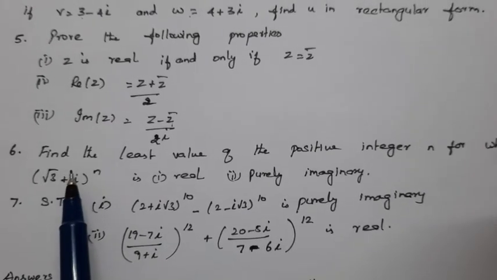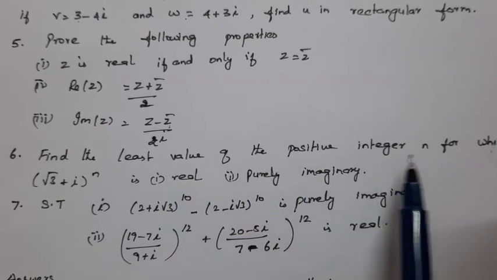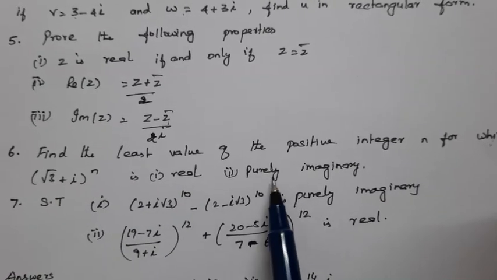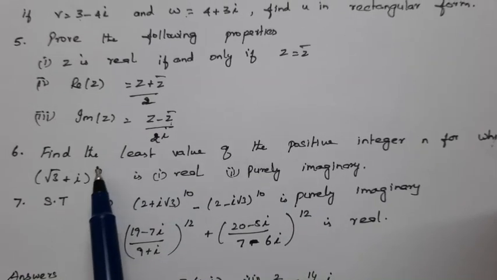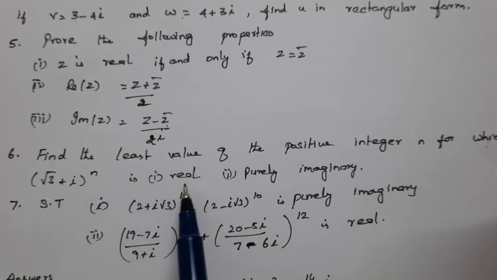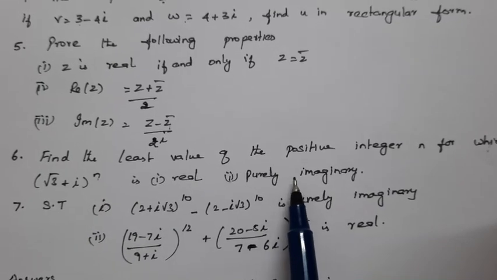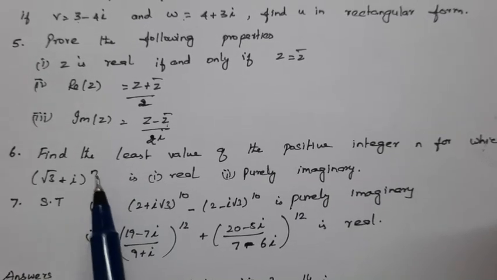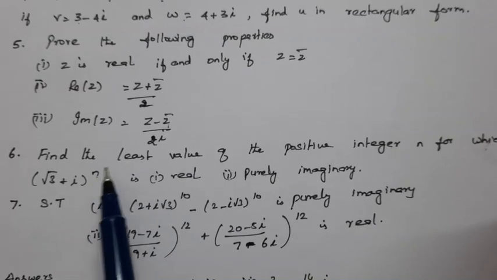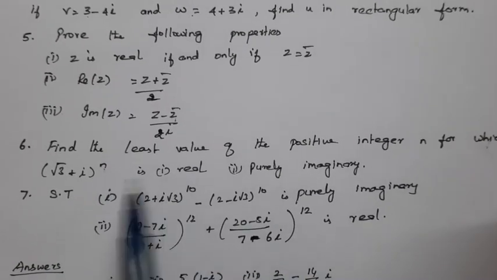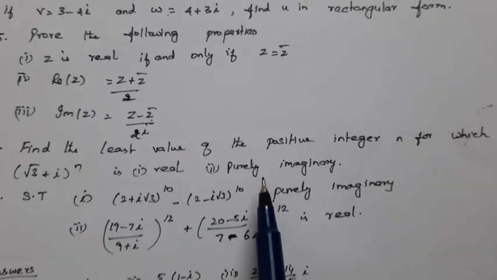Now coming to the sixth one, find the least value of the positive integer n for which root 3 plus i the whole power n is real, and the second one is purely imaginary. So for what value of n will this become purely real, that is with no imaginary part, and for what value of n will this become purely imaginary? So many values will be there, but you have to find out the smallest value of n for which this number is real and for which the number is purely imaginary.